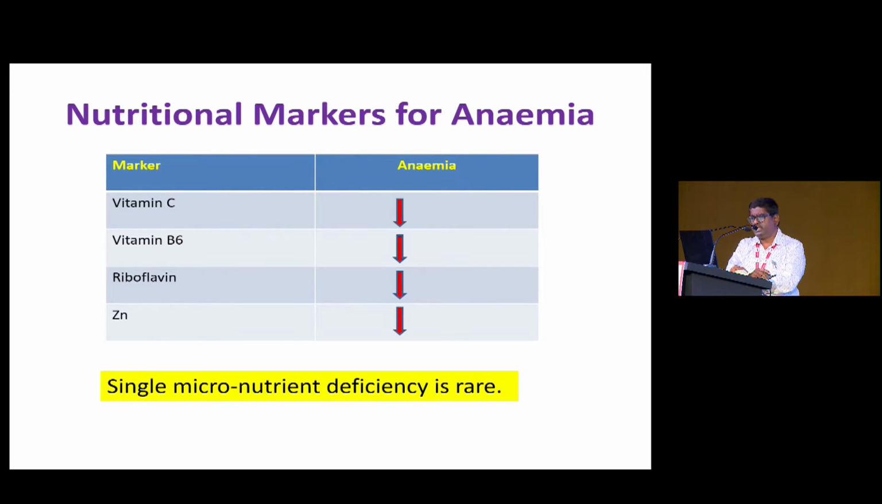So the nutritional markers for anemia start from the iron studies, then go for folate, B12 and intrinsic factor. Apart from that, we can go for vitamin C, pyridoxine, riboflavin, zinc if required, vitamin A also. Right?